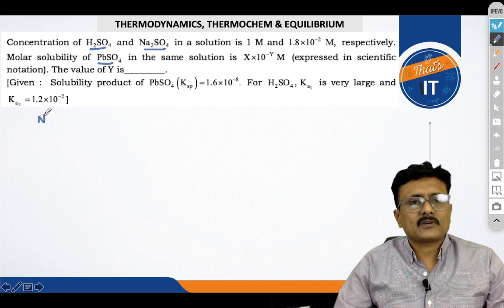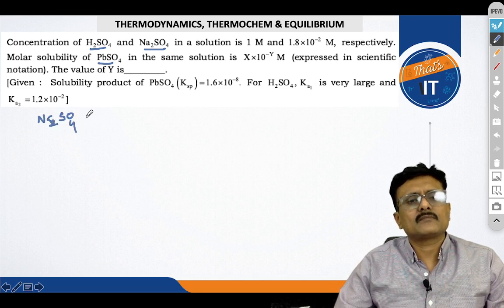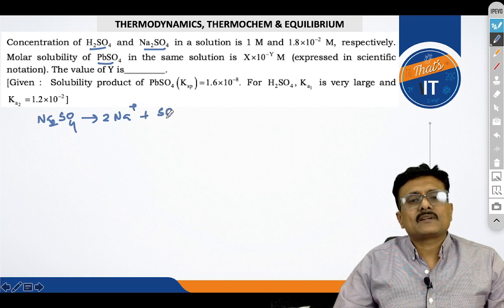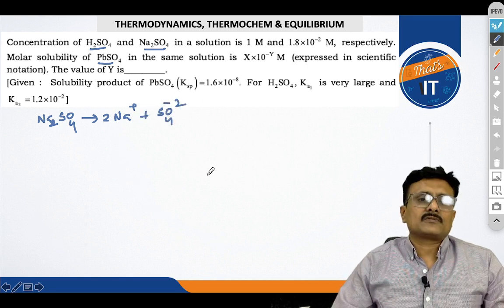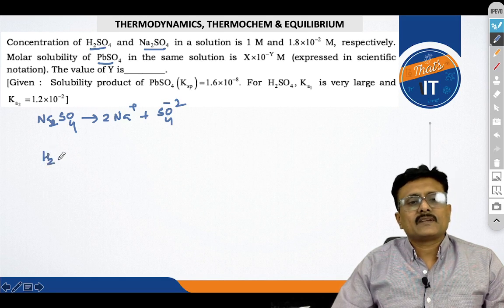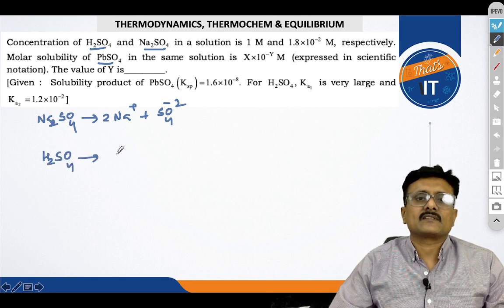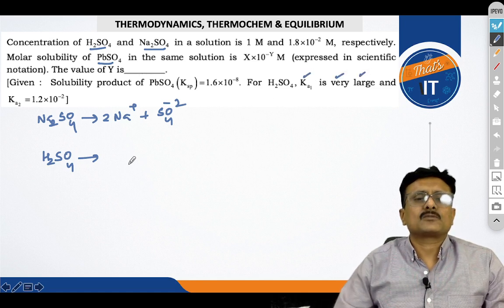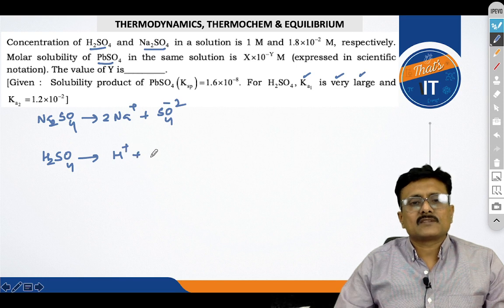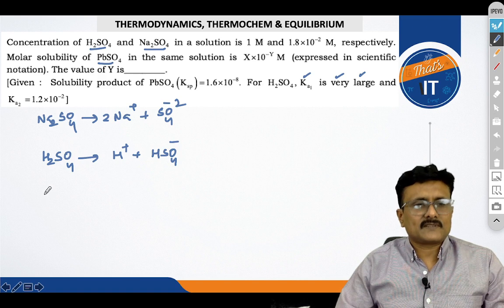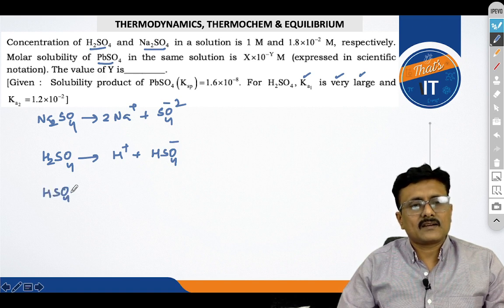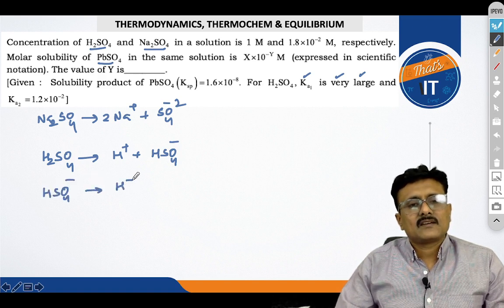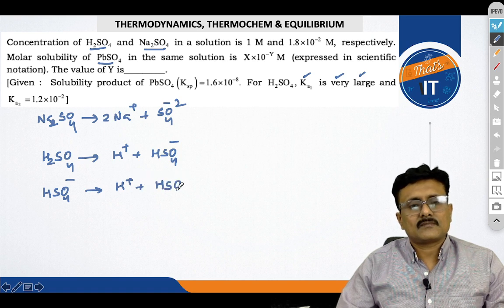Let's see how. You can see you got Na2SO4. This has multiple components in the solution. I am taking the first component, that is Na2SO4, and taking the H2SO4 dissociation also into consideration. You can see in the question that the Ka1 is very large. That means there are two dissociations related to the H2SO4, as we all know. Alright, this is the first dissociation, and HSO4 minus dissociating is the second dissociation, isn't it?